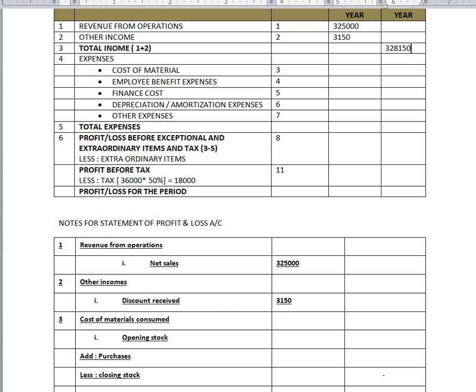3,28,150 is the answer. Now you can just go to other items, which are the items of cost of material, employee benefits and all. So let us start doing cost of material consumed.